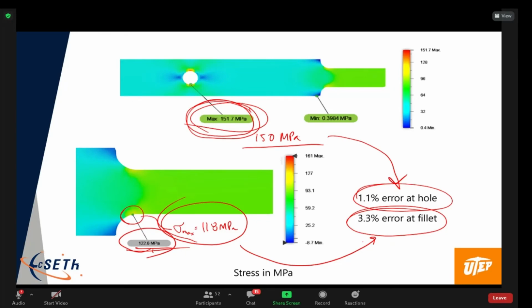So a little bit more. Very likely, if I had used smaller elements, that error might go down, okay? There's a little bit of an error in the assumptions too with the stress concentration factors, but those are actually quite good usually. I wouldn't get too hung up about which one's right and which one's wrong.